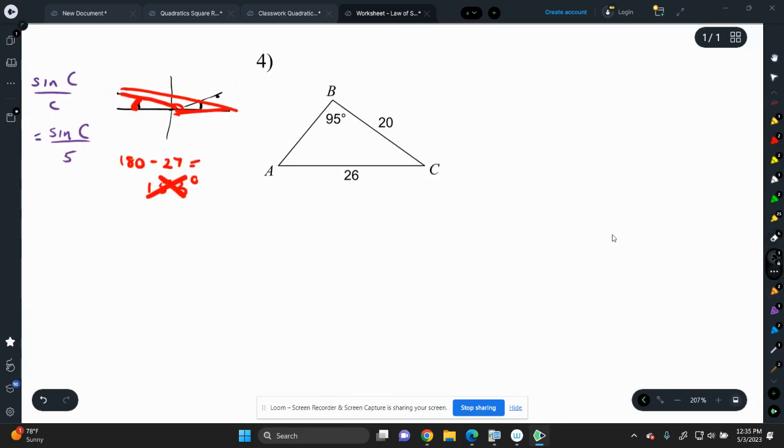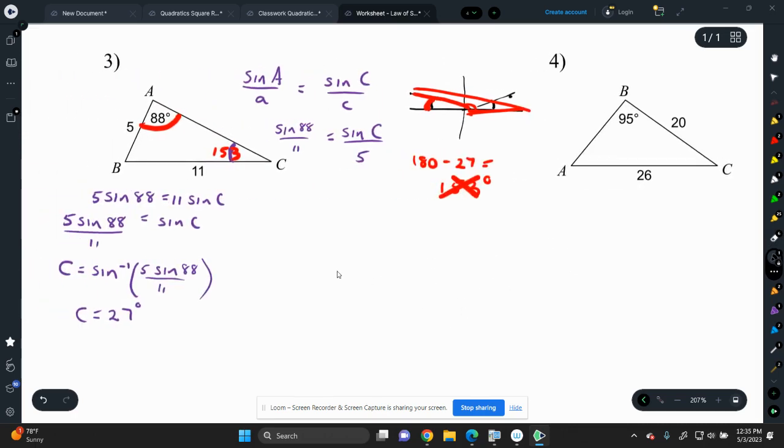Okay? So let's look at number 4 and see if that one works out with 2 answers. Does it? No? None of them did? They were all just one answer? Oh, okay. Well, then we won't worry about it. Okay. Does everybody understand how I figured out the 153 degrees?